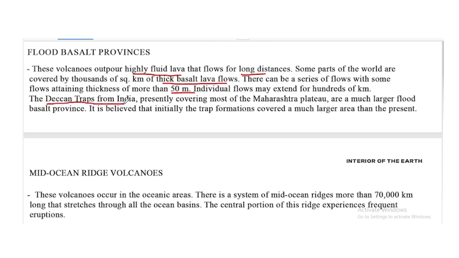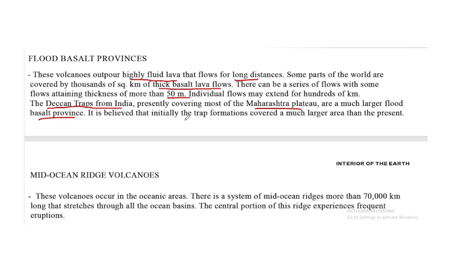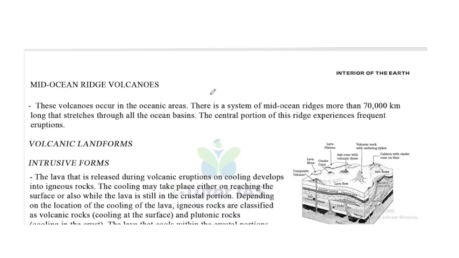The Deccan Traps of India, presently covering most of the Maharashtra plateau, are a much larger flood basalt province. It is believed that initially the trap formations covered a much larger area than the present. Now, mid-ocean ridge volcanoes. These volcanoes occur in the oceanic areas. There is a system of mid-ocean ridge more than 70,000 km long that stretches through all the oceanic basins. The central portion of this ridge experiences frequent eruptions.